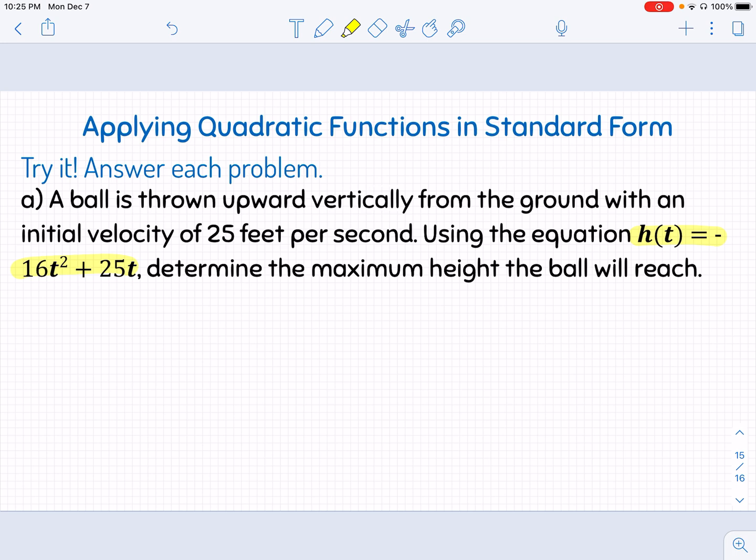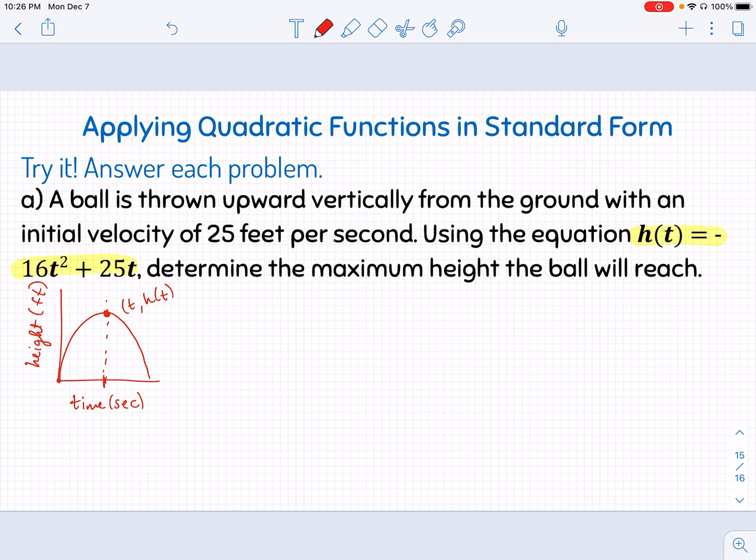So take a second to think about what this picture would look like. So initial height 0, because I don't give one. So you're going to have something like this. Okay. So I want to know if this is my maximum point, time the height. So this is time in seconds. This is my height in feet.